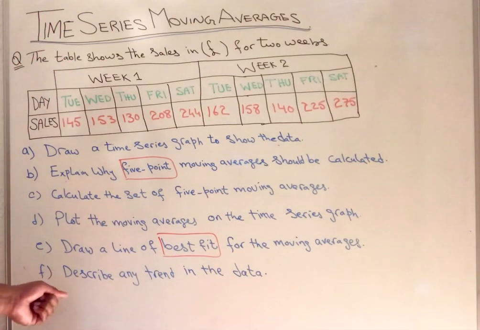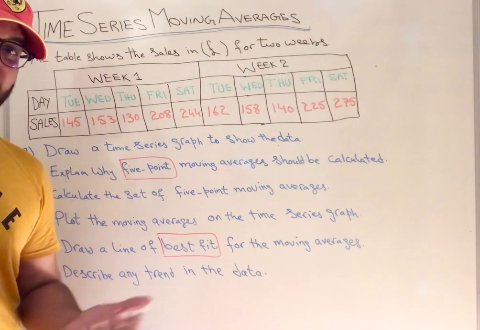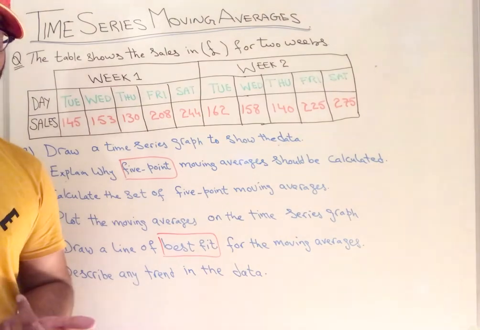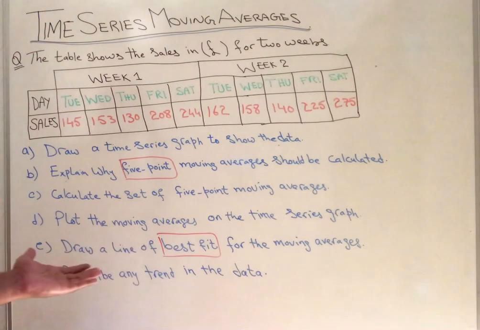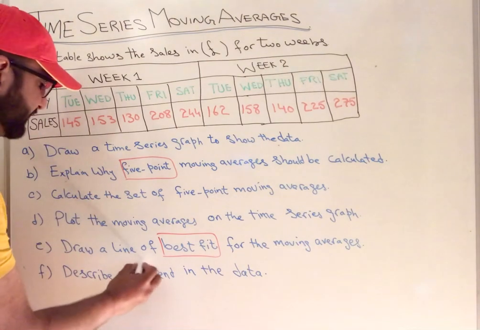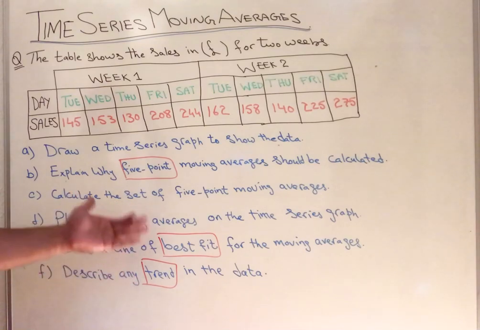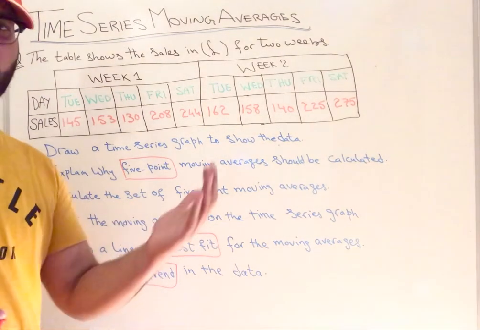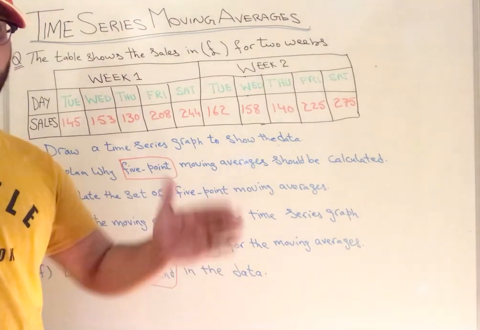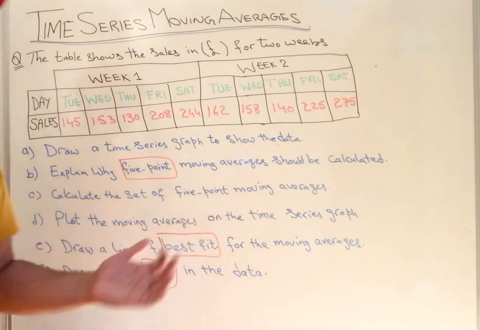The last part is to describe any trend in the data. What is a trend? A trend means we are losing sales or gaining sales, making a profit or losing something. That is called a trend. A trend could be decreasing or increasing according to the best fit. If we make a graph and the best fit line is going up, then we can say the trend is going higher and we are increasing our sales.